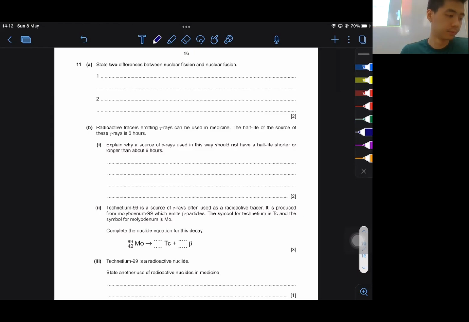Fission is the separation of molecules. Fission is separation. Fusion is combination. What is it? Separation of nuclei.